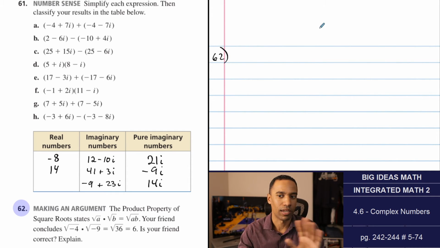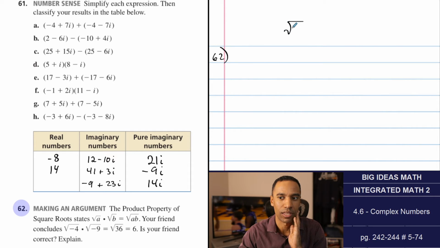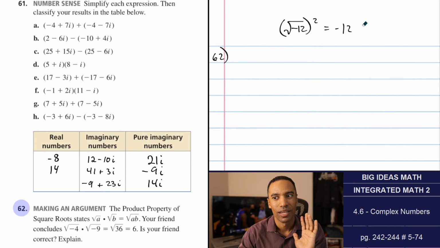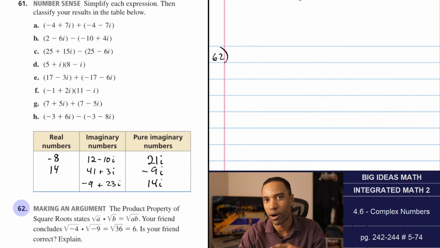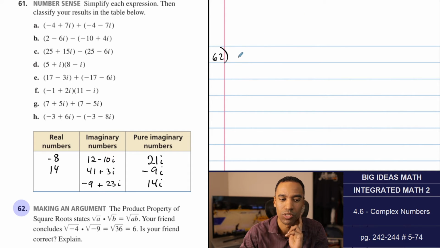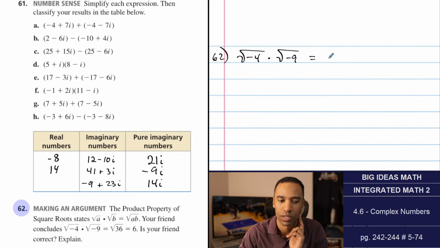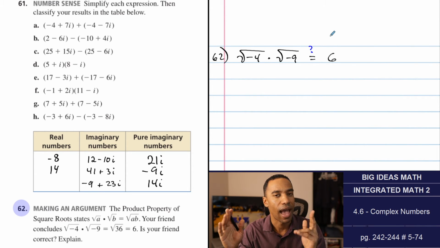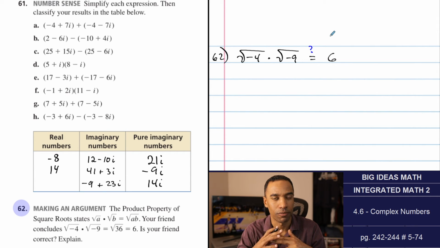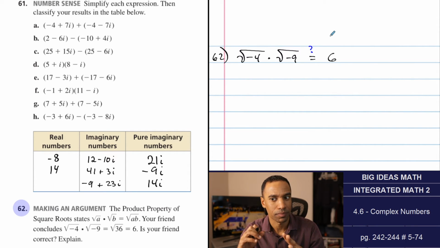We already saw when we did something like the square root of negative 12 squared, it's just negative 12, right? We don't square the negative 12, we squared the square root. So there are other parts that take precedence. Just keep that in mind. So does square root of negative 4 times square root of negative 9 equal 6? That's the question we're asking ourselves. Now, the way that they showed it totally makes sense. But there's something happening before it that we have to be careful of. And that's the i thing.